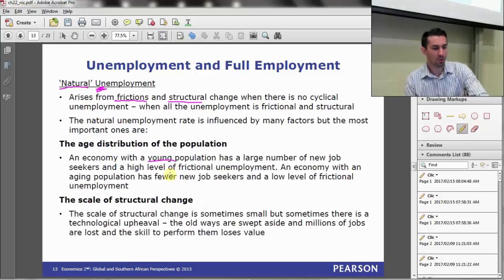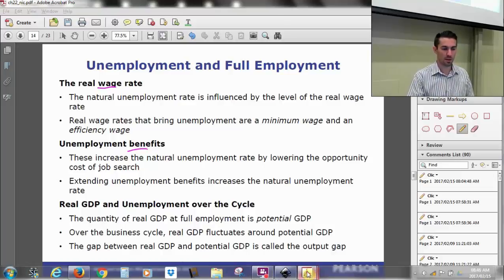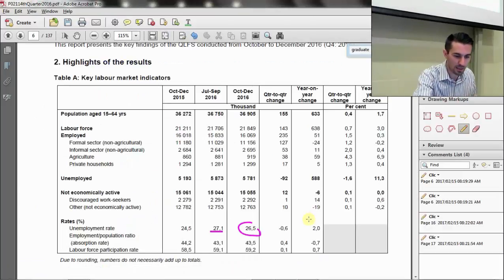Other things that affect your unemployment rate are wage rate and unemployment benefits, right? And what's not here is things like the skill level of the people within the economy relative to the skill level required within the economy. Just to give you an example of what that means, actually, let's look here.